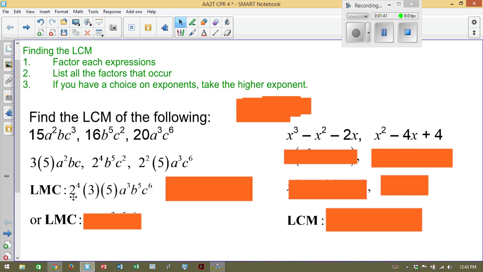Now, this is really then a 16 times 15 or a 240 with your a cubed, b to the 5th, c to the 6th afterwards.